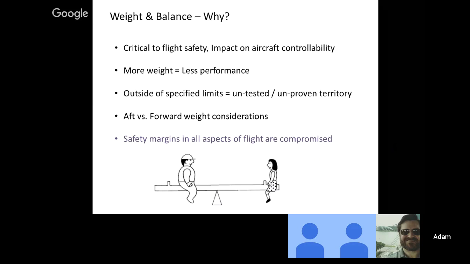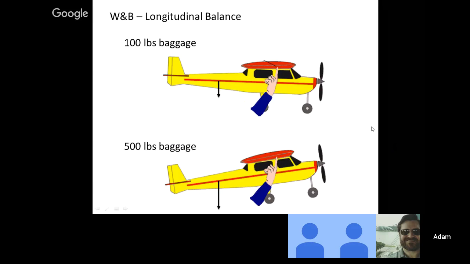Has a lot to do with weights, obviously. Also has a lot to do with distances from certain aspects of the airplane. So really, in its simplest form, weight and balance centers around the idea of a center of gravity. And who can tell me what is a center of gravity?